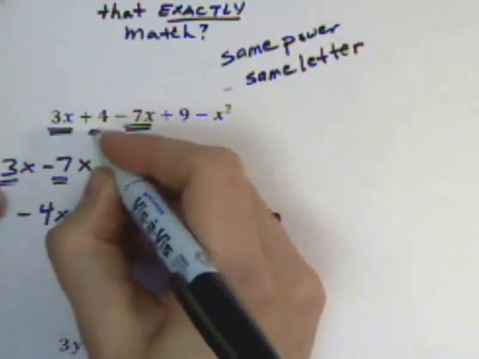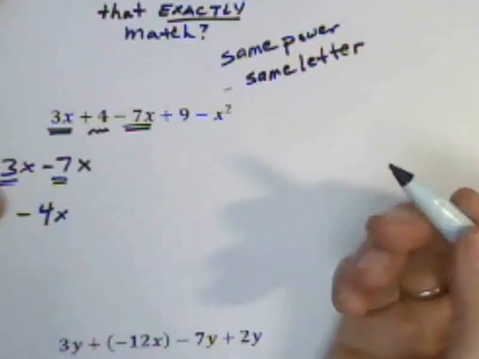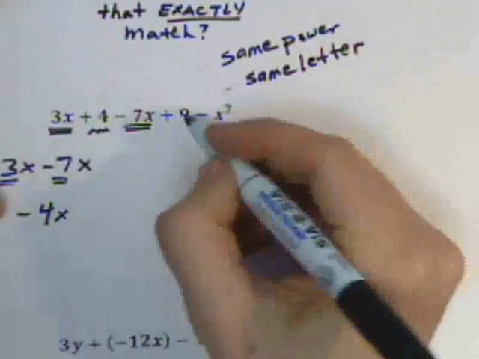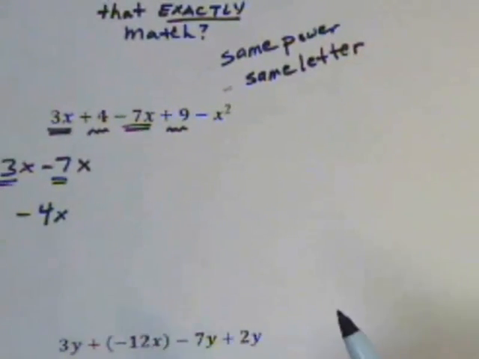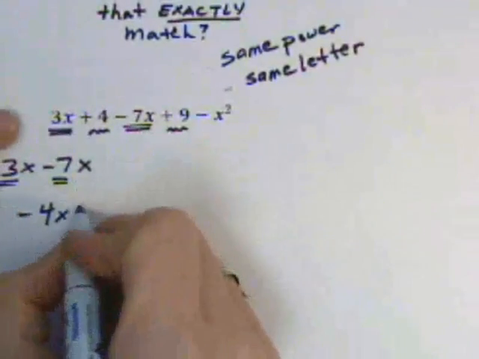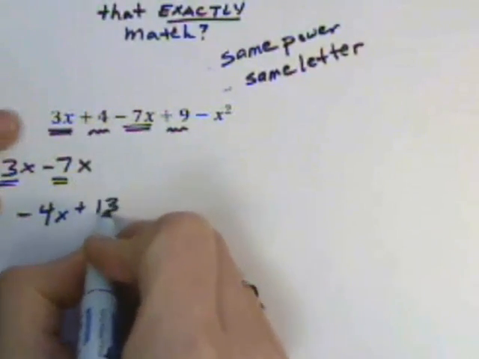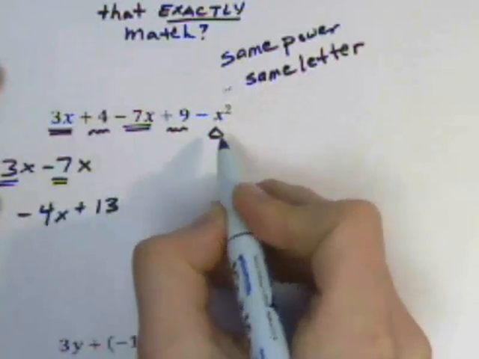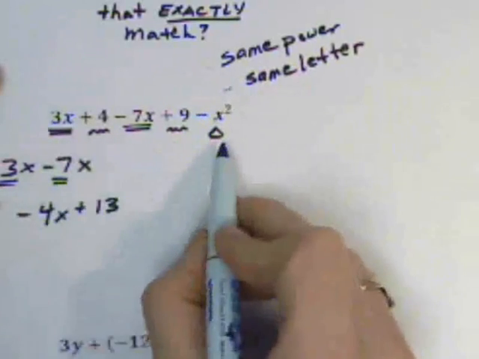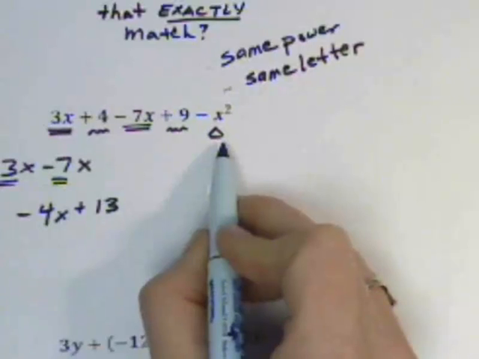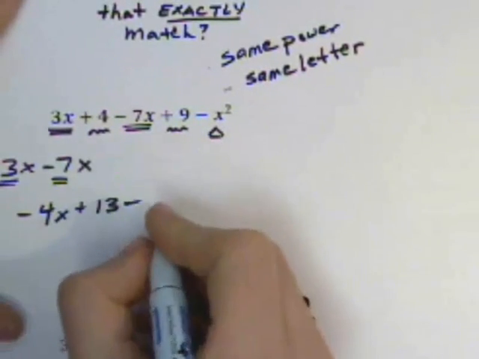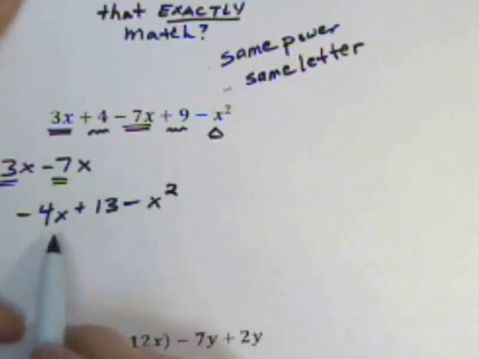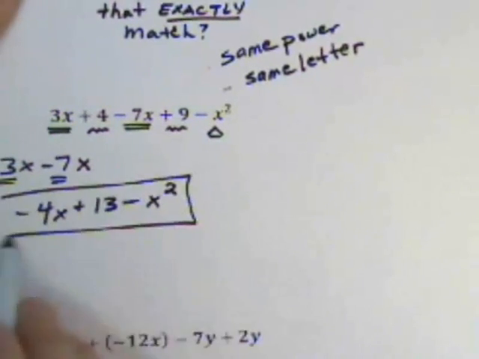Moving on, I've got a number here with no letters on it, and that matches my 9. So we just put them together. 9 plus 4: 9, 10, 11, 12, 13. Positive, since they're both positive. And as far as this one goes, I'll put a little triangle under it because I do use symbols as I simplify so I don't leave any pieces or any terms off. With that one, there's nothing that matches. So minus x squared. Now as you look at this, notice it is fully simplified.